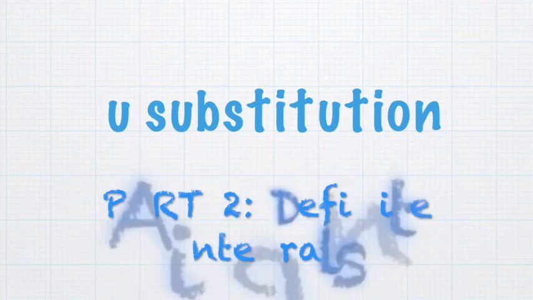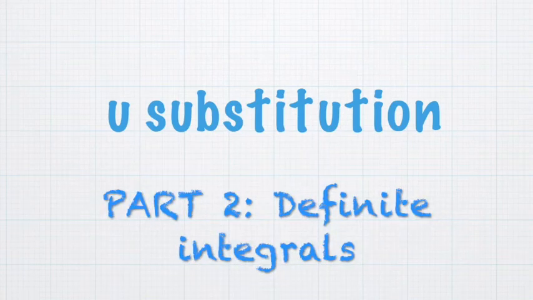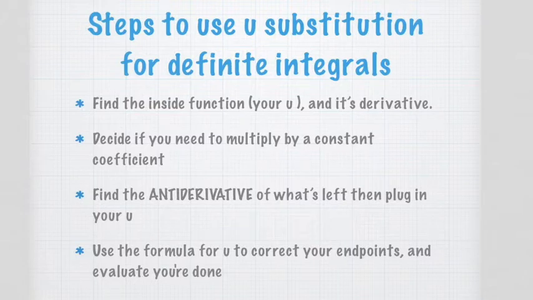Hi everybody, this is an intro to the information you need to know for the U substitution lecture. If you're using the U substitution with a definite integral, these are the integrals, remember, where you've got a number up top and a number on the bottom, where you've got your limits. For these, you're doing the same exact steps. The only additional point is that at the end, you're going to use the formula for U to correct your endpoints, and then you're going to evaluate, so you plug them in, and then you'll be good.